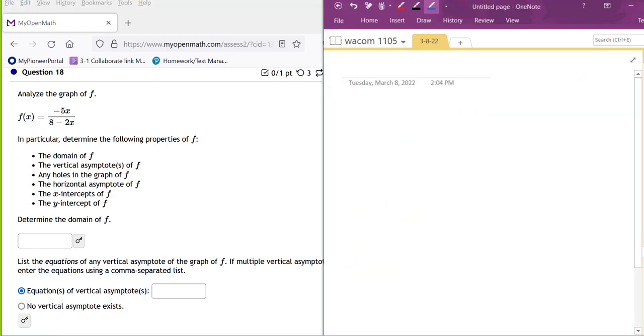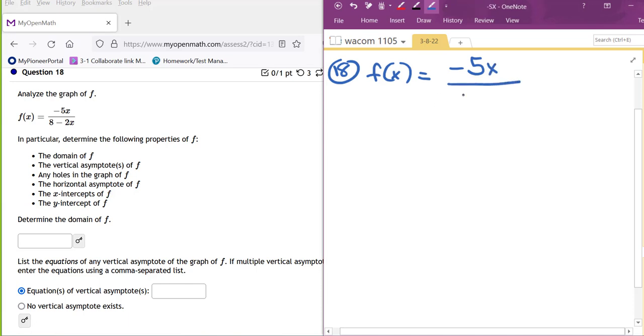All right, so we'll get a new screen here and write down what we need to. All right, so they want us to analyze this graph. And we are going to say all the pieces that you would need to graph it yourself. And don't forget you have a graphing calculator too. All right, so these are the things they're going to have us do. Find the domain, which will also give us the vertical asymptotes.